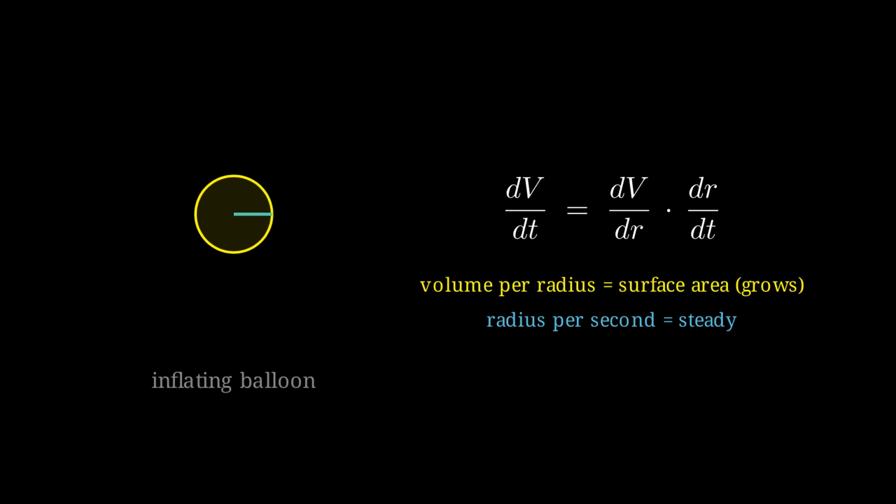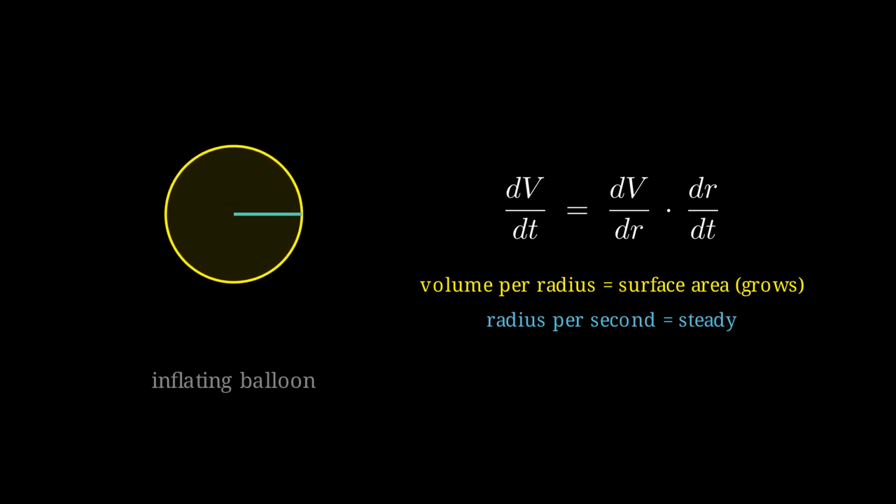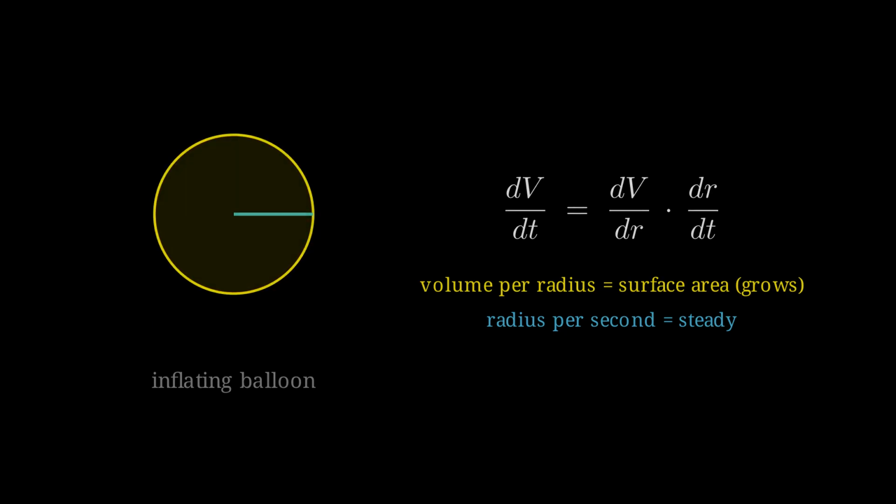The inner one, radius per second, is roughly steady, because you are pumping at a constant rate. But the outer one, volume per unit of radius, is the surface area, and the surface area plainly grows as the balloon swells. There is your changing gear, made visible. The same small push on the radius moves far more volume when the balloon is already big. And that is the chain rule. Rates in series multiply, each one read where its stage actually operates.